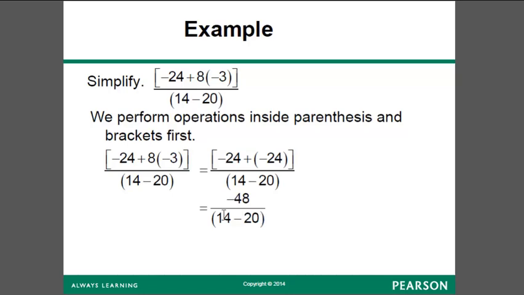My next step, I still have a set of parentheses, so I'm going to do 14 minus 20, which will give me a negative 6. My last step is to take negative 48 and divide it by a negative 6. Negative 48 divided by negative 6 will give me a positive 8.